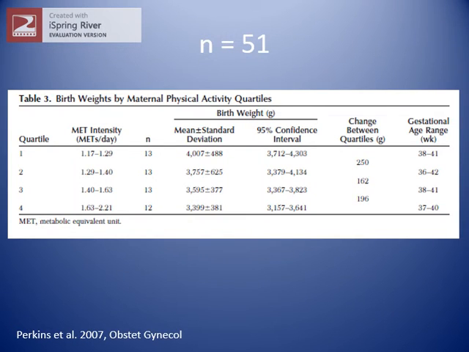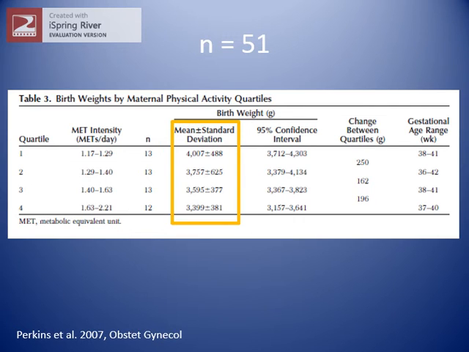So notice the sample size here, there's only 51 participants, and that's not uncommon in a cross-sectional study. So what they did is they have quartiles here. So this is the lowest active group, and the next lowest active, so forth. Group 4 is the most active. And so these are the birth weights.